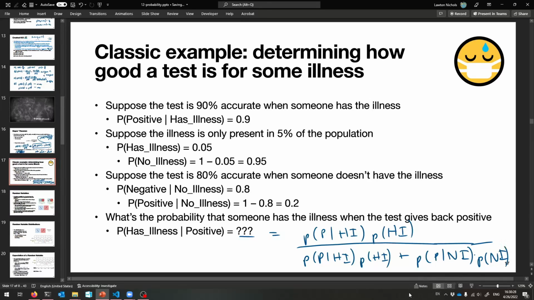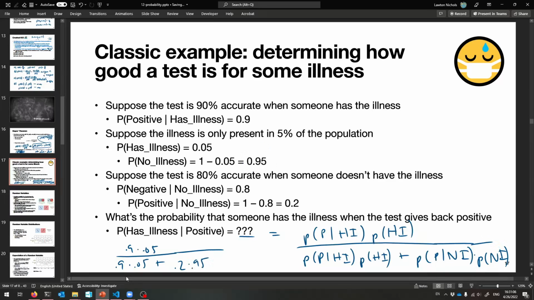So that should give us the probability that we were looking for, and we can fill these in. The probability of P given has illness, that's 0.9. Let me just fill them in now. 0.9 times 0.05 over, well, that's all the same over again, 0.9 times 0.05 plus, we have this as well, P given no illness, so that's 0.2 times the probability of no illness, which is 0.95.